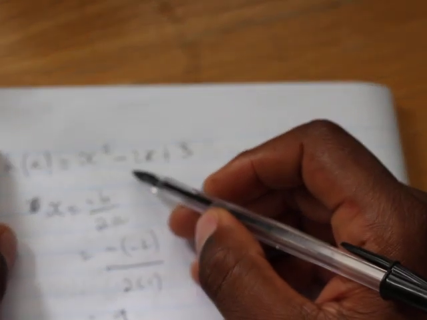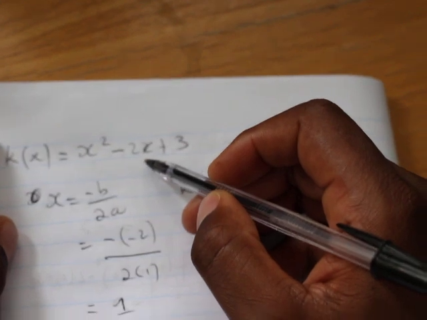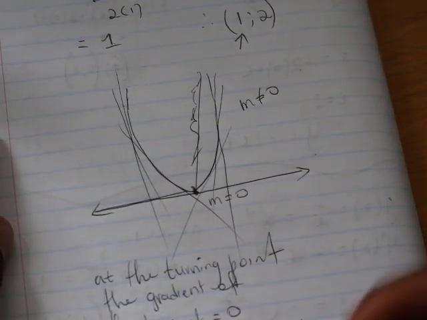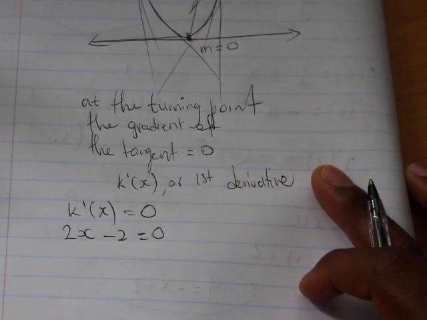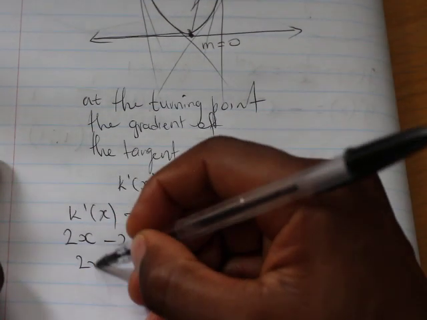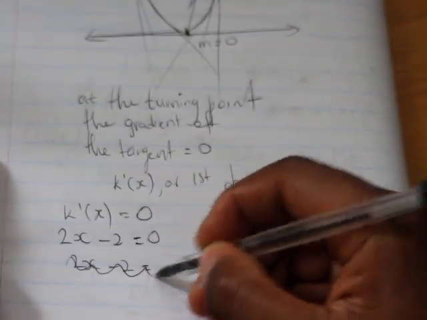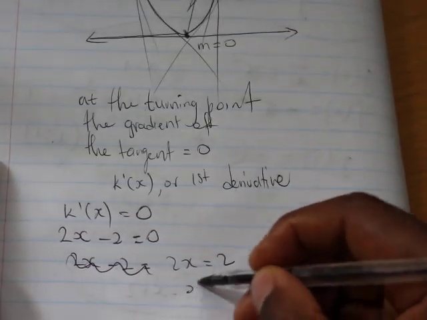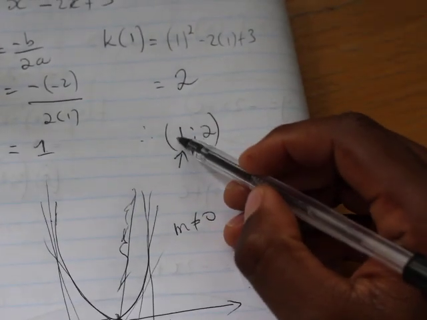So 2x minus 2, right? We set it equal to 0. Remember, at the turning point, the gradient of the tangent is 0. So 2x minus 2 is equal to 0, and we're now solving for x. 2x is equal to 2, and x is equal to what? 1. The very same value that we got on that side.